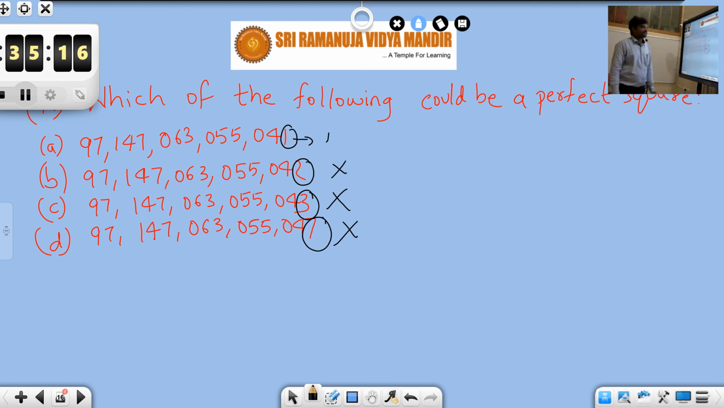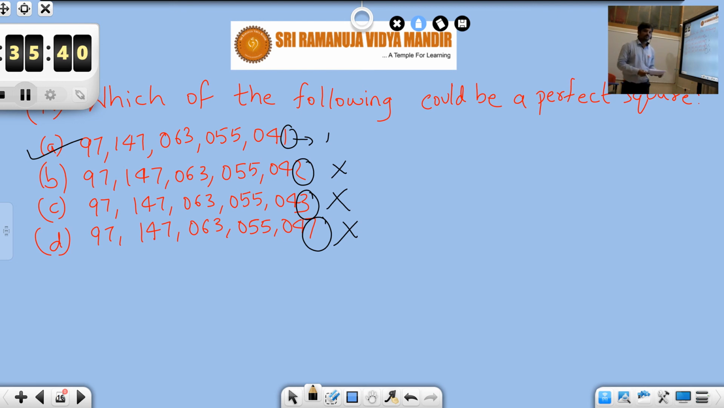So we are left with only 1. So this could be possible. Okay, here could be a perfect square. Maybe if everything matches, then yeah, 1 is a possible units digit. Okay. So option A could be the right answer, but B, C and D will never be a perfect square.